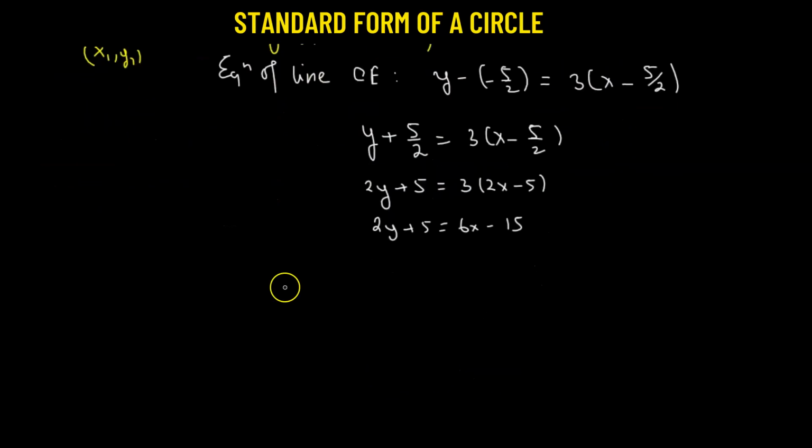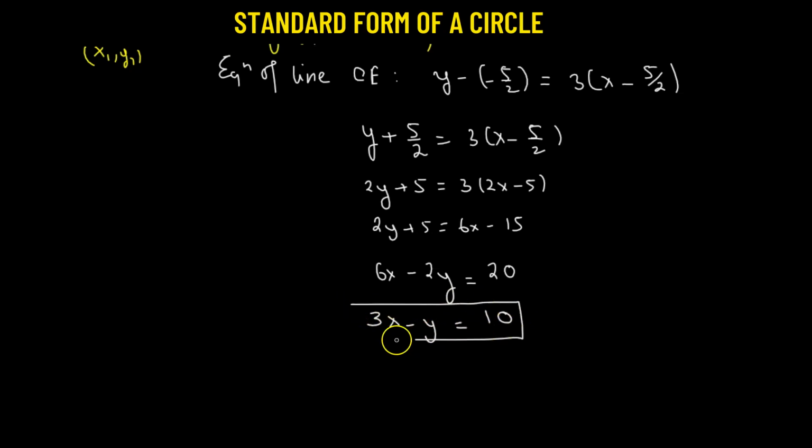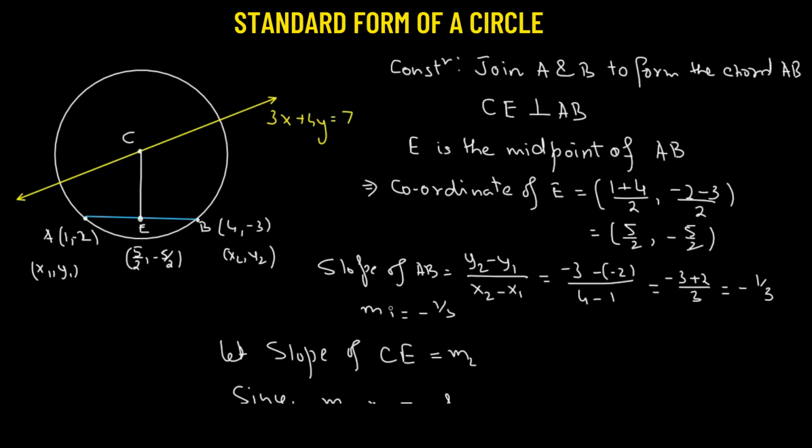So we have 6x minus 2y equals 20. These are all multiples of 3, each of the terms, so we divide. We have 3x minus y equals 10. So this is the equation of line CE. Now that we have the equation of line CE, let's go to the diagram.